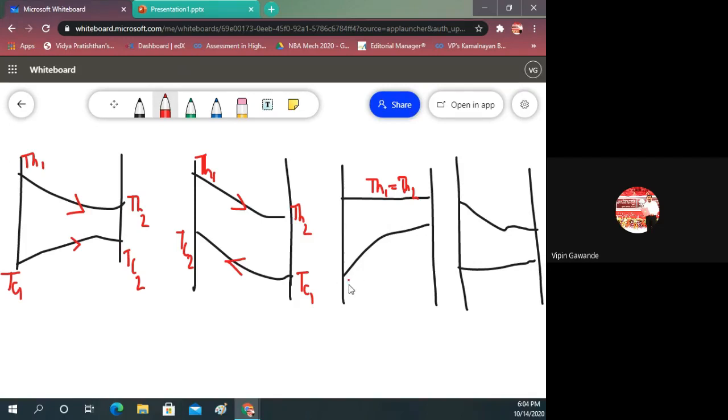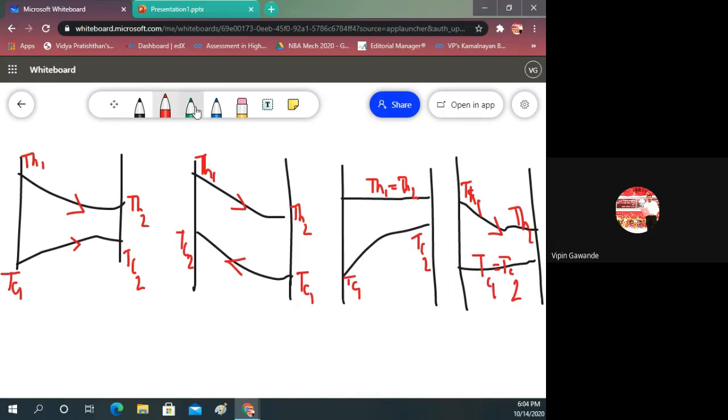Now what is this one? This is TC1. The lower temperature is TC1, and this is TC2. This is for the evaporator. In the evaporator, there is a phase change of the cold fluid, so the cold fluid temperature stays the same. That means TC1 is equal to TC2. And which fluid is giving heat? The hot fluid. So this is TH1 and this is TH2.